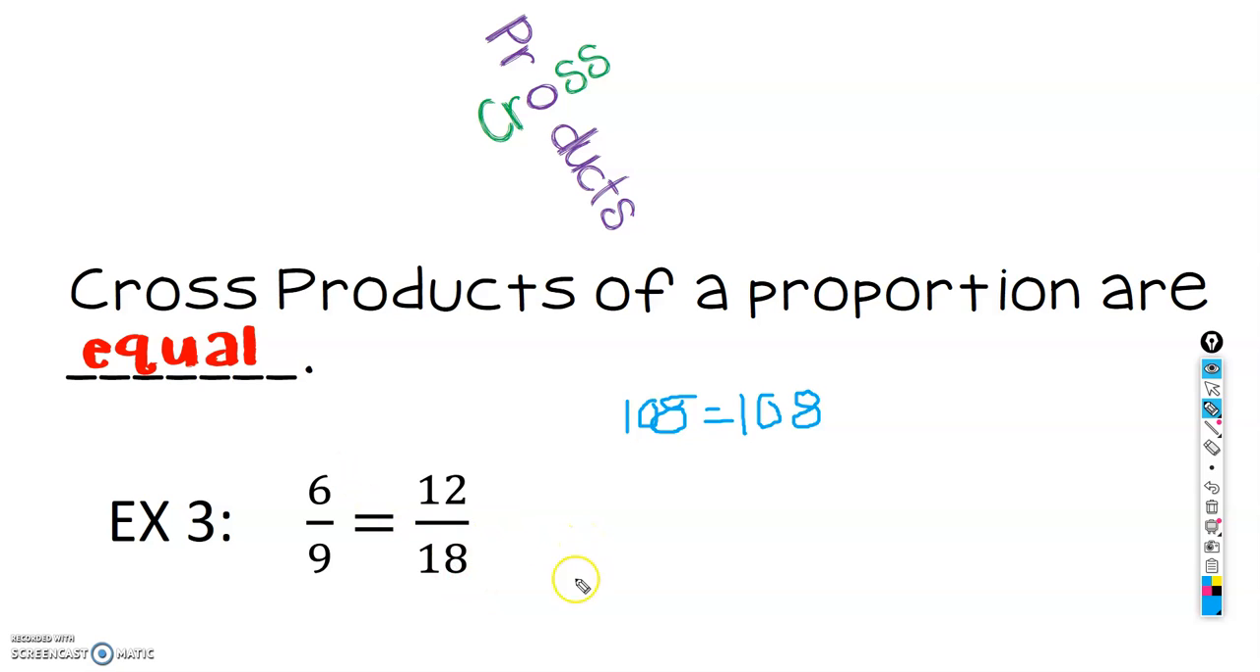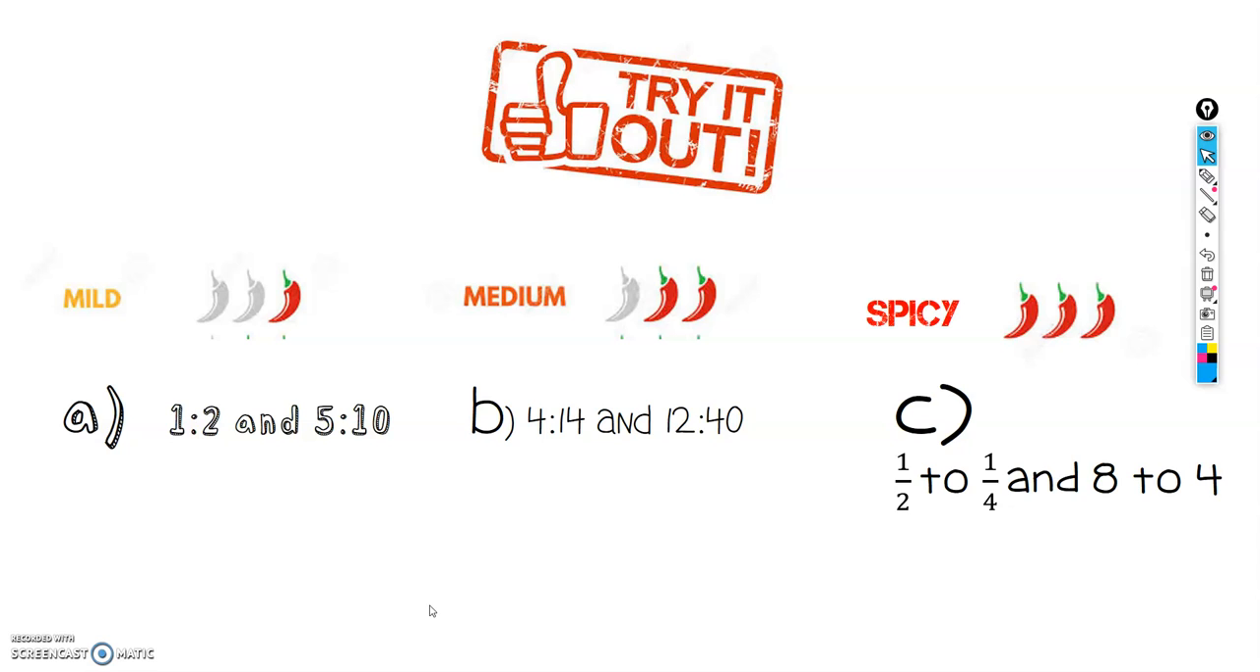So let's keep doing some practice here. I have some try-its for you guys, and these aren't as challenging as some of them that I've given to you, but I want you to try the mild, medium, spicy. Go ahead and pause the video and see if you can do it on your own. I'm going to go ahead and just dive in here. So we're going to use cross products.